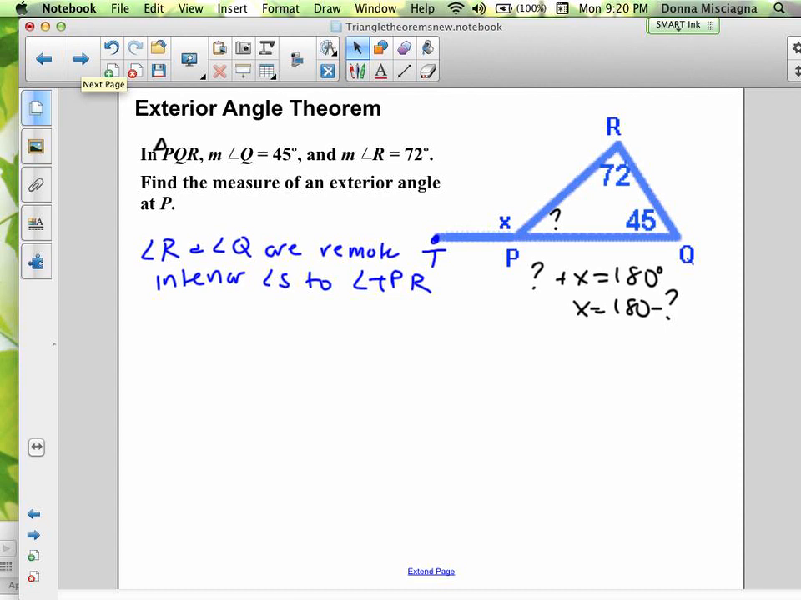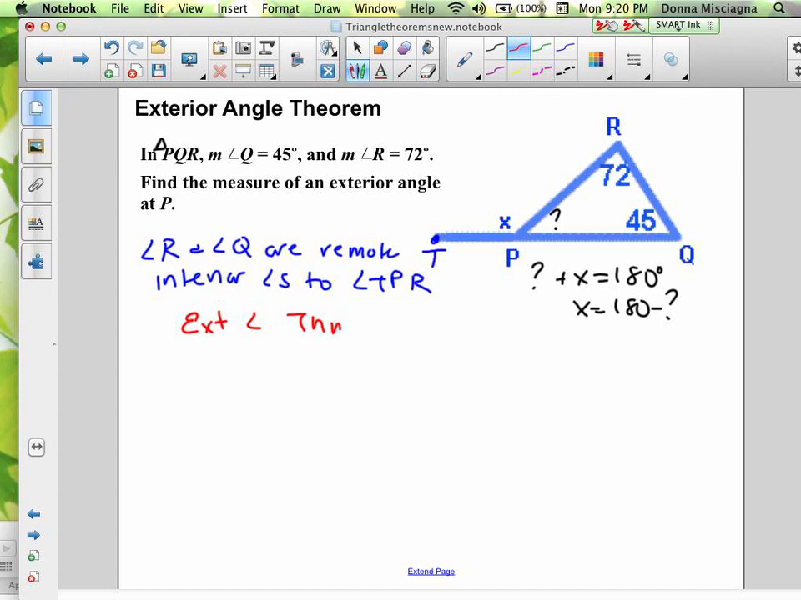I have a feeling you want to do it the easy way. So using our exterior angle theorem, we can say that angle x there is equal to the sum of the two remote interior angles, and that would be angle R and angle Q. So that means that x there, which is angle TPR, I added a T there so I have a way to name it, is equal to 72 plus 45. Isn't that easy? I don't have to find some other angle. 117 degrees.